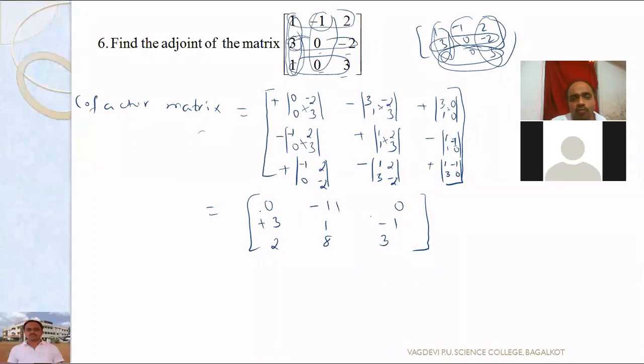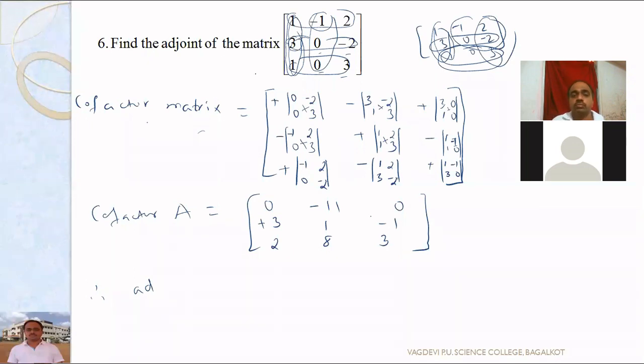Plus 3, second row, first number, first cofactor, it is plus 3. So this is cofactor matrix, or you can write cofactor A. Cofactor A means cofactor of the given matrix A. Therefore, adjoint A. So what is adjoint A? Adjoint A is nothing but transpose of the cofactor matrix.